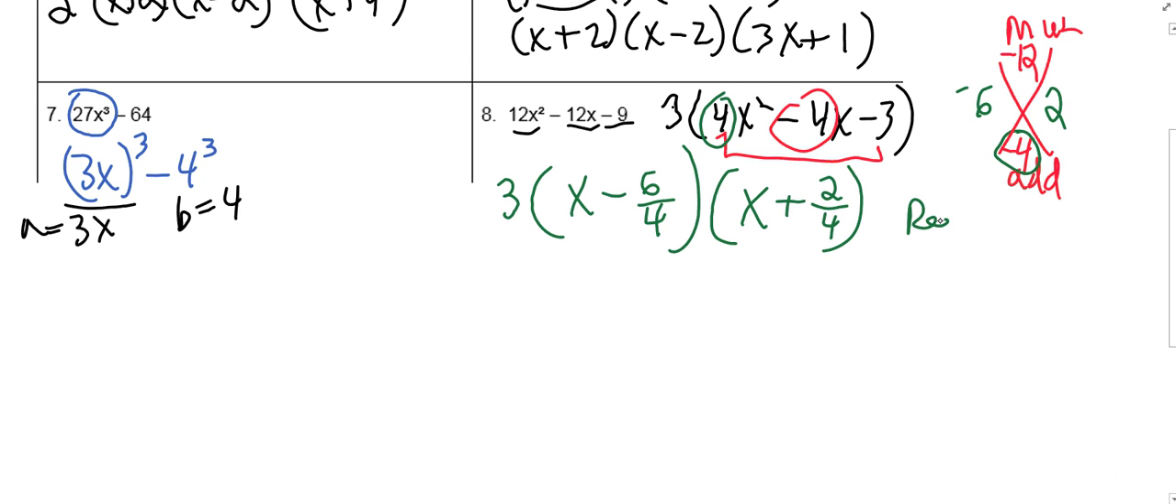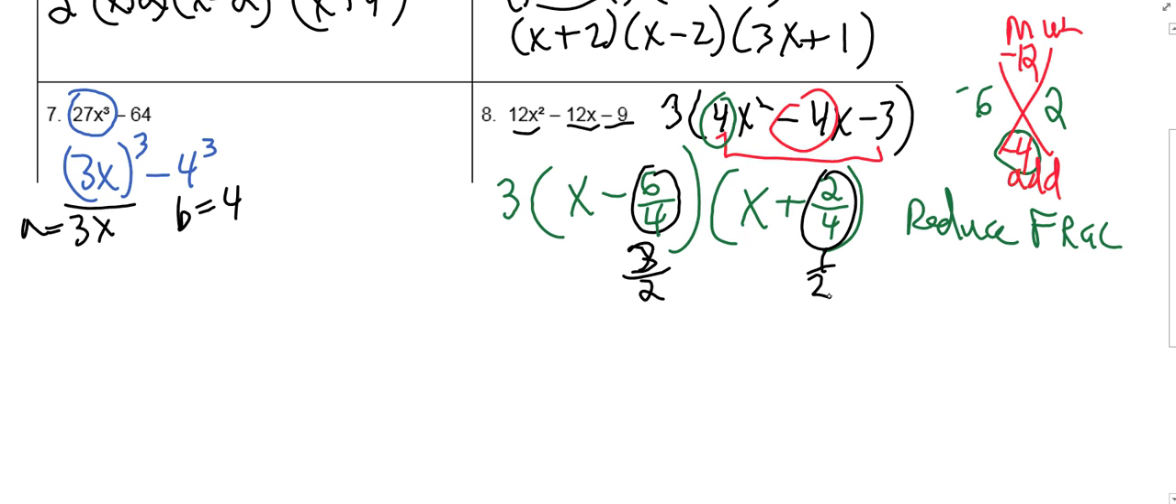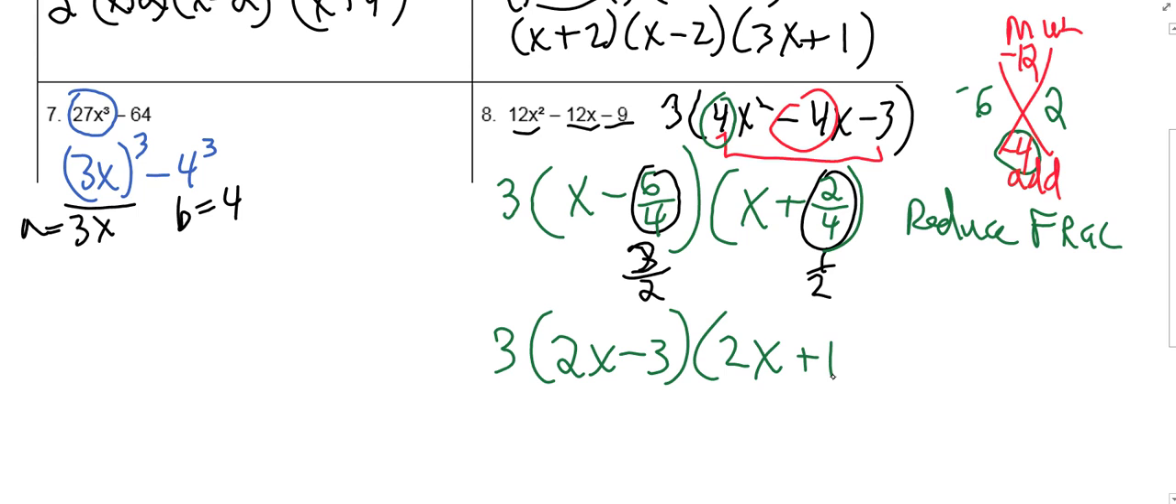Alright, so now we're going to look to try to reduce the fraction. So this fraction, 6 over 4 reduces to what? 3/2. And 2/4 reduces to 1/2. So remember, the bottoms up comes from taking the denominator and bringing it up in front of the variable x. So putting this all together factors out nice and clean. And we have 2x minus 3 and 2x plus 1.